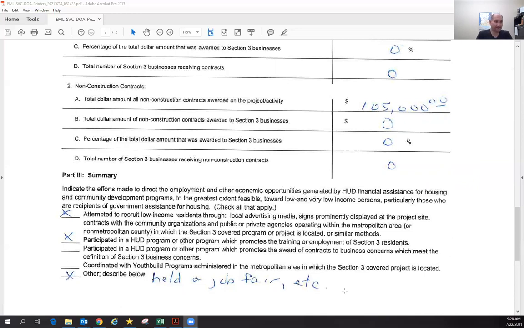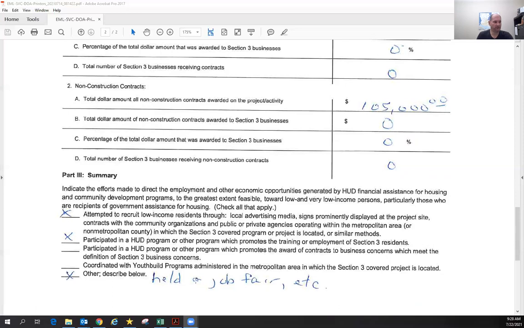In our handbook, it shows different things that you can do to try to meet Section 3. Just because you don't meet Section 3 doesn't mean that we are finding. We have to show that you made a good faith effort, is what HUD refers to it as, make some kind of good faith effort to meet Section 3. So in this case, we have 1, we have 2, and then for 5, you held a job fair. But like I said, in the handbook, you have different ways that you can do that.